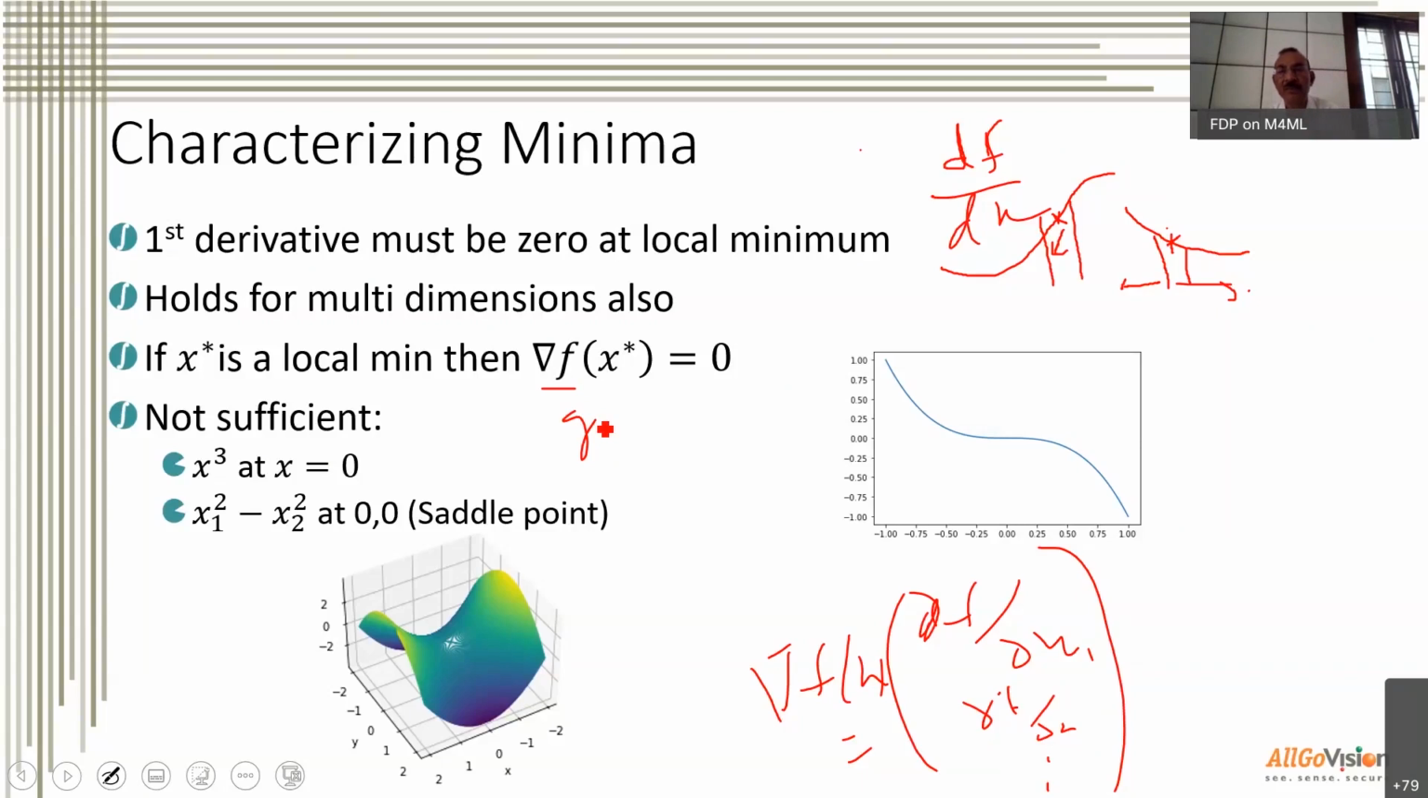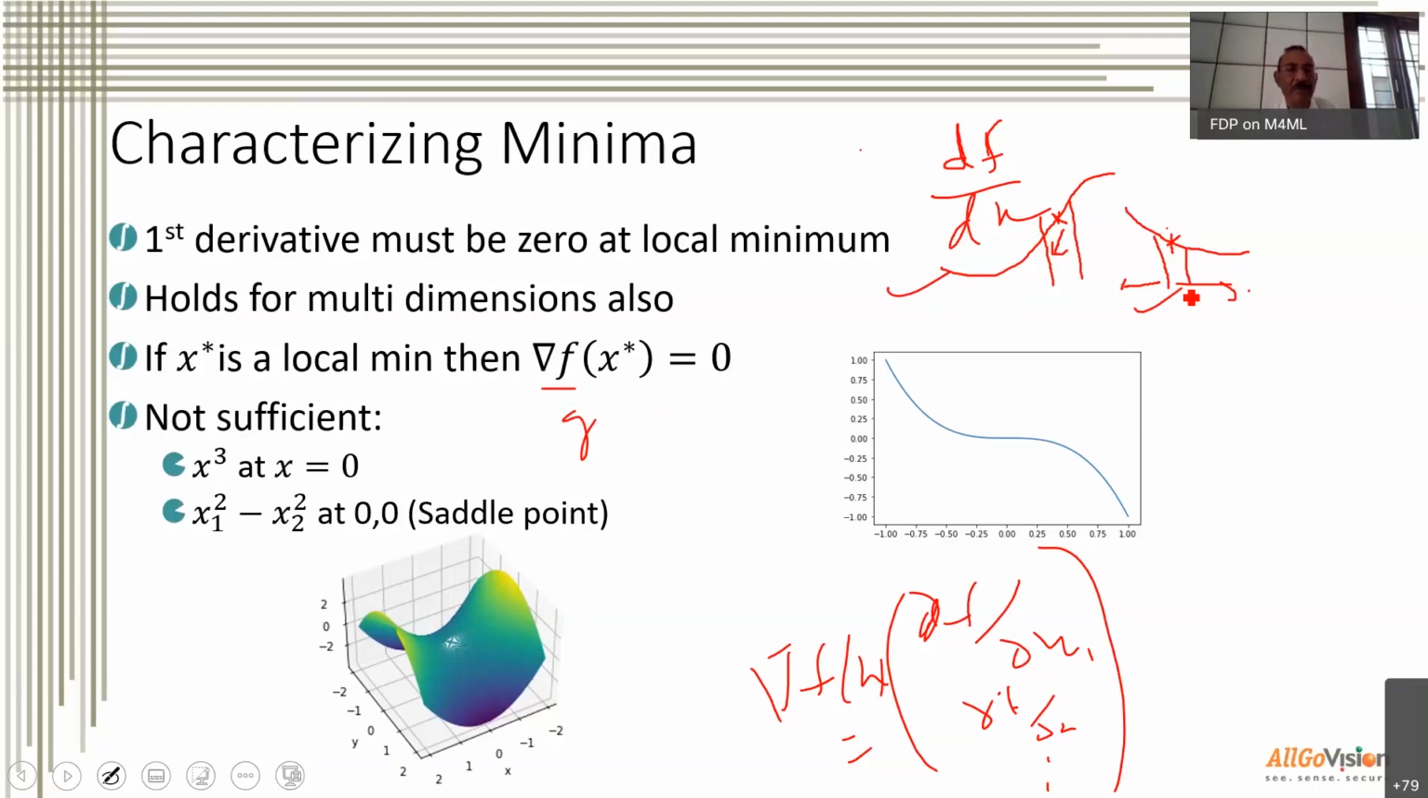Turns out it is not. Why is it not a sufficient condition? That means just because the gradient is 0, I can't claim it's a local minimum. Well, we have already seen in these diagrams that if x star is a local minimum, then the gradient must be 0. But the other way around is not true. That means the gradient being 0 is a necessary condition but not sufficient.